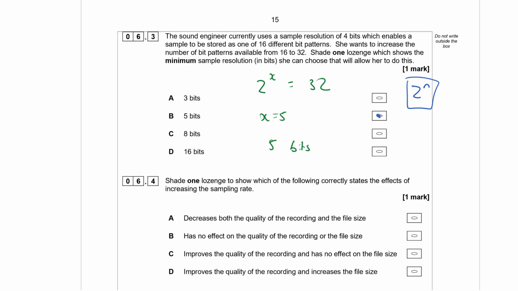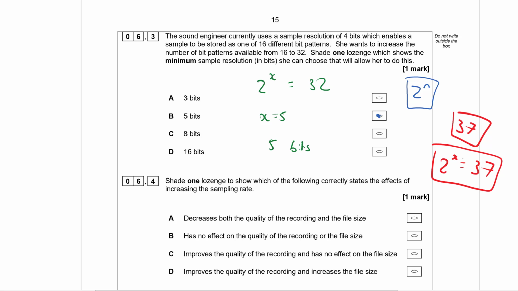And just before moving on, let's say hypothetically this question was, okay, she wants to increase it to 37 possible bit patterns. 37 volumes need to get represented. What would be your minimum sample resolution? Well, again, you're looking for 2 to the power x equals 37. The issue here is there isn't an exact answer which is an integer. You could probably go 5 point something, but it needs to be a whole number because we're dealing with a whole number of binary digits.